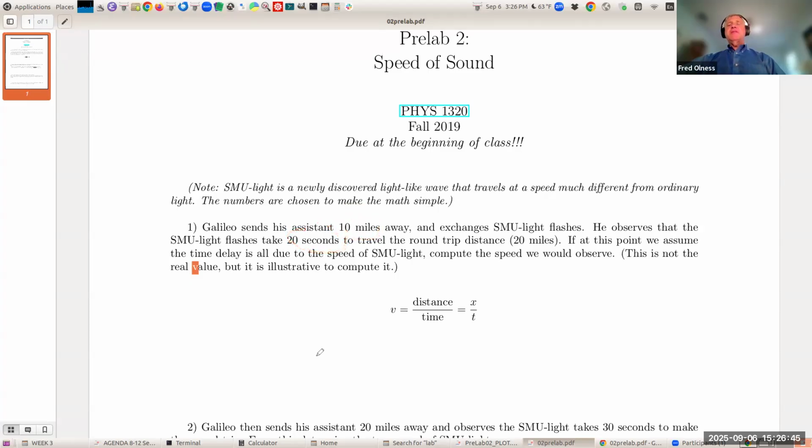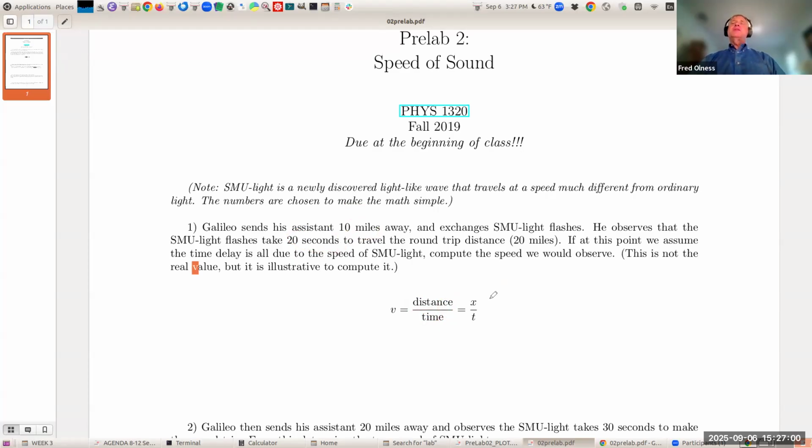So if I just calculate what I think to be the speed of light, I have 20 miles over 20 seconds, I get 1 mile per second. And that seems to work out. 20 miles away, 20 seconds, everything works fine.